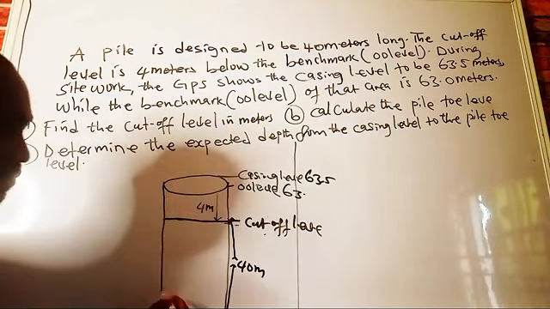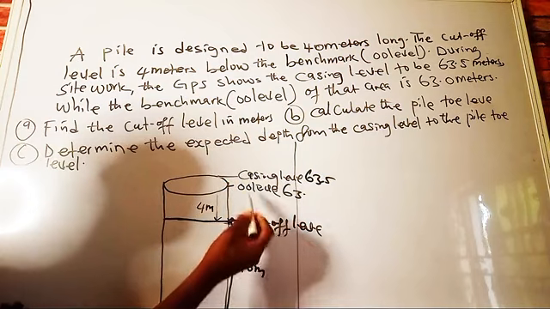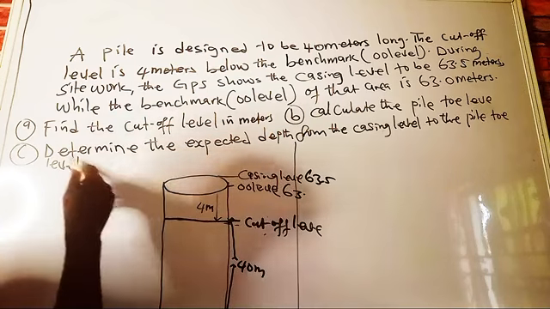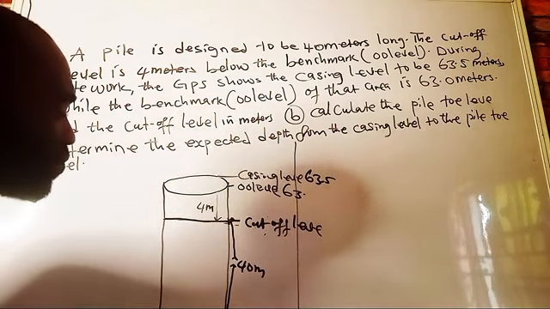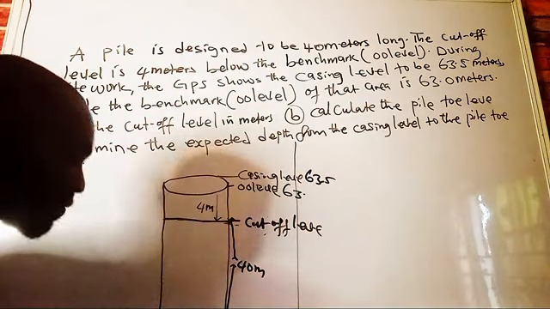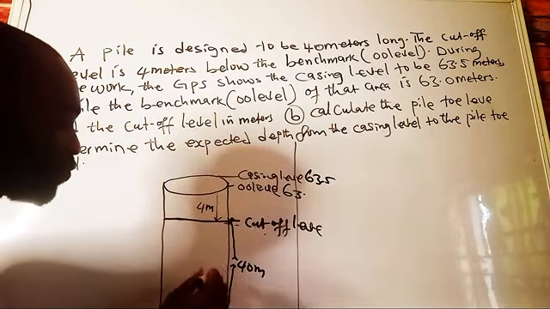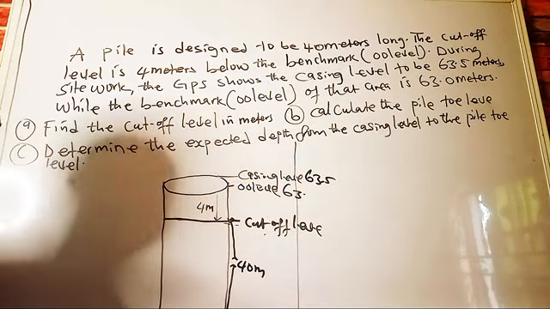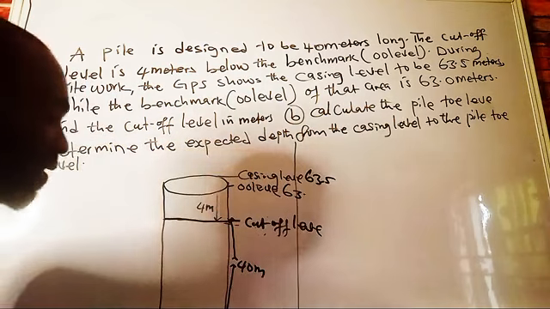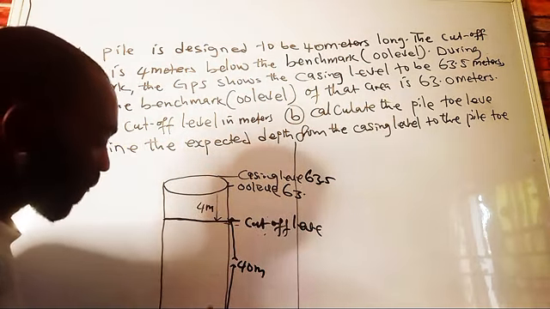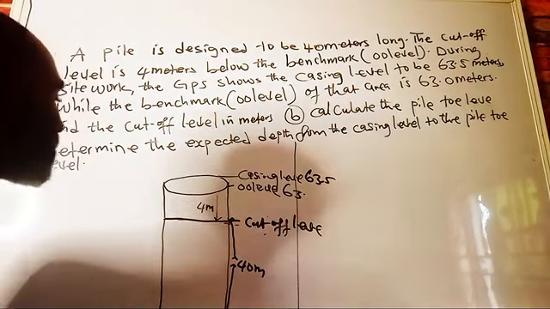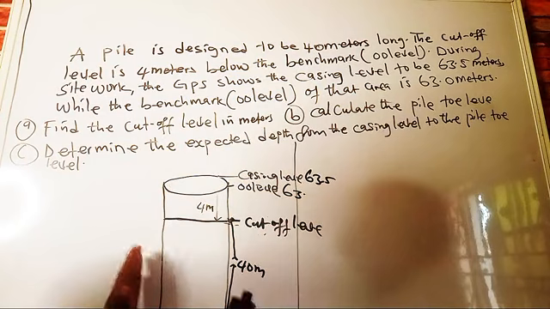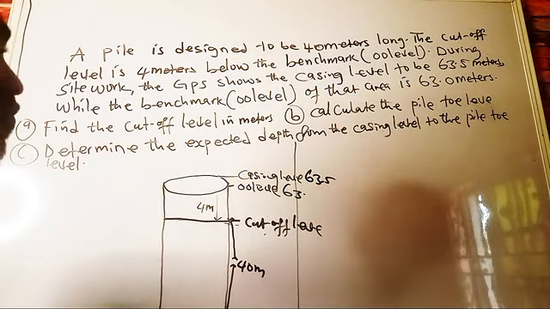Then the question says you find the cutoff level, the toe level, and what again? You determine the expected depth. That is, what they are going to drill down to the ground. They will drill down, right? So the expected depth we don't know for now. So let's start. After drawing, this is the typical example of a pile.